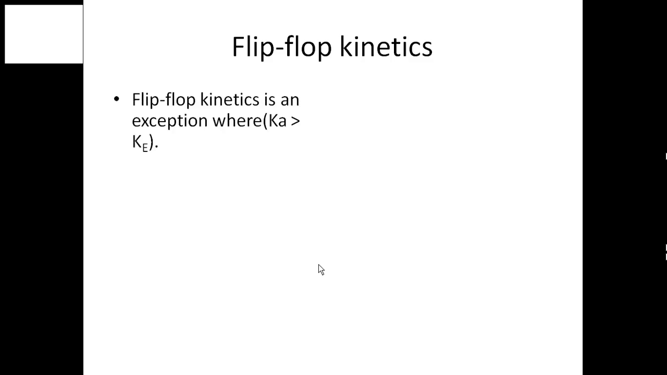Next concept is flip-flop kinetics. Flip-flop kinetics is an exception where the rate of absorption is lesser than the rate of elimination. Generally, the thing is reverse. We have the rate of absorption much higher than the rate of elimination. So in this case, it is reverse. In this case, what we do is interchange of points in the method of residuals.